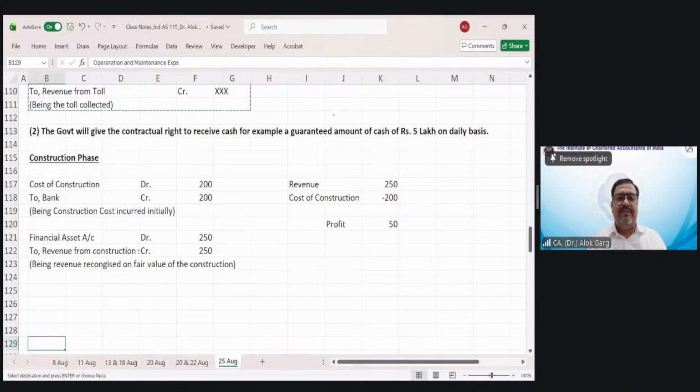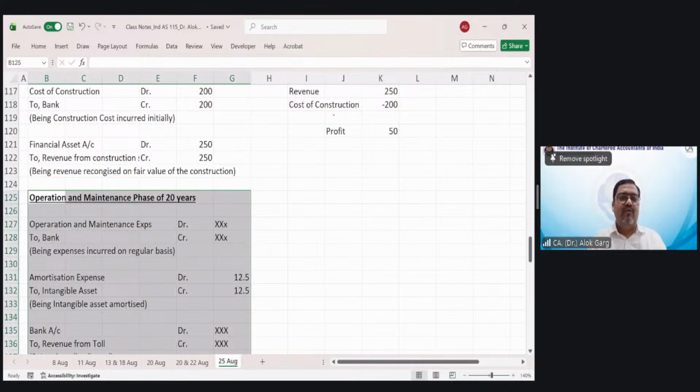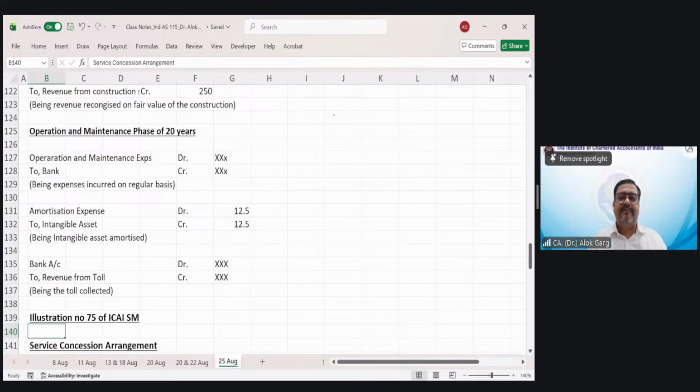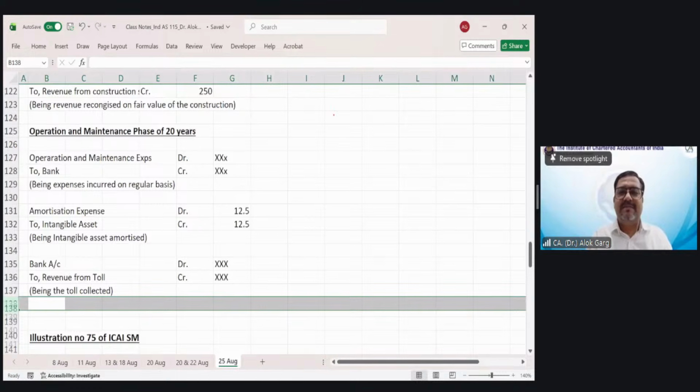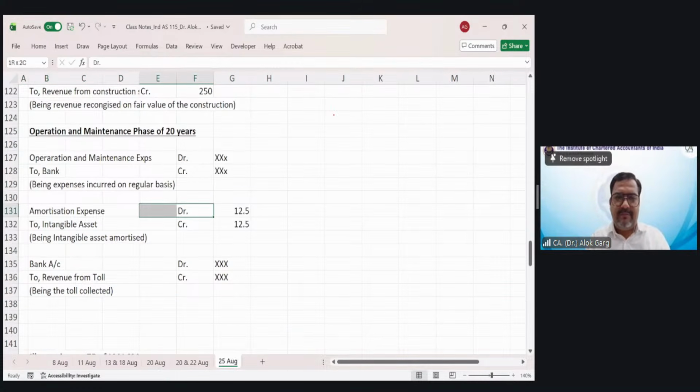कौन सी अकाउंटिंग होगी ऑपरेशन और मेंटेनेंस फेज में? होगी या नहीं होगी अकाउंटिंग? In the operation and maintenance phase, what will be the accounting? Operation and maintenance expense account debit to bank. Whether this entry will happen?